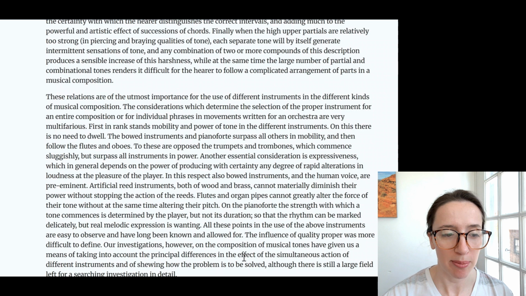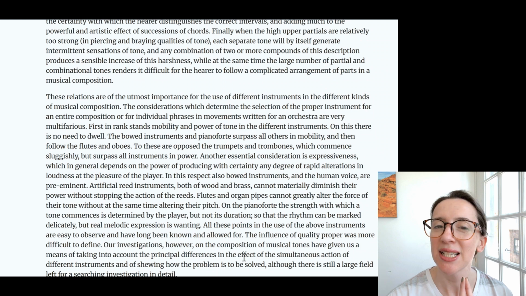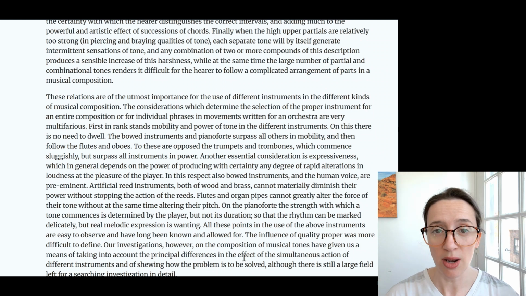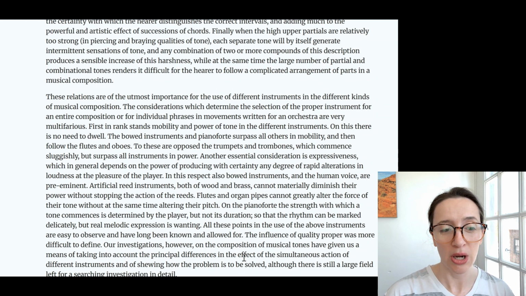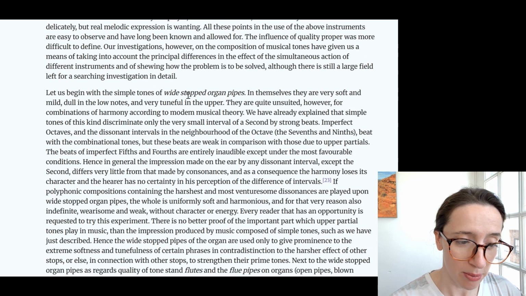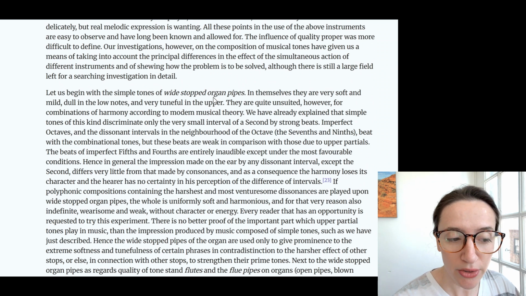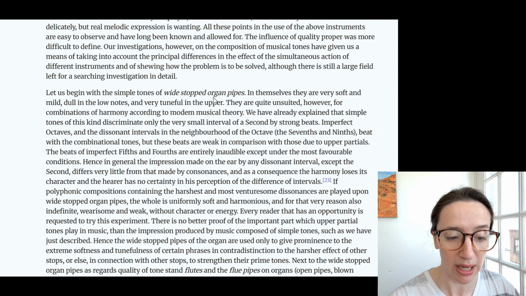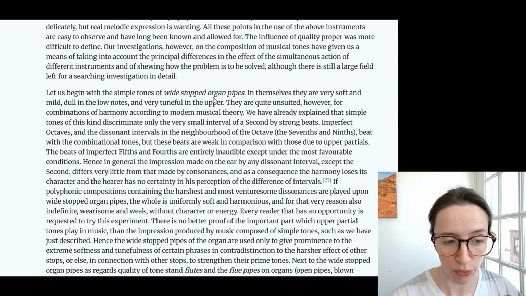Now, at this point in the chapter, Helmholtz gets a bit, I'm going to say subjective. He's using his observations to decide which instruments are best suited for which aspects or genres of music. He starts with the wide stopped organ pipes, which produce very close to simple tones. He calls them unsuited to harmony because dissonance further apart than a second is imperceptible by beats, so they are used to produce softness and tunefulness.